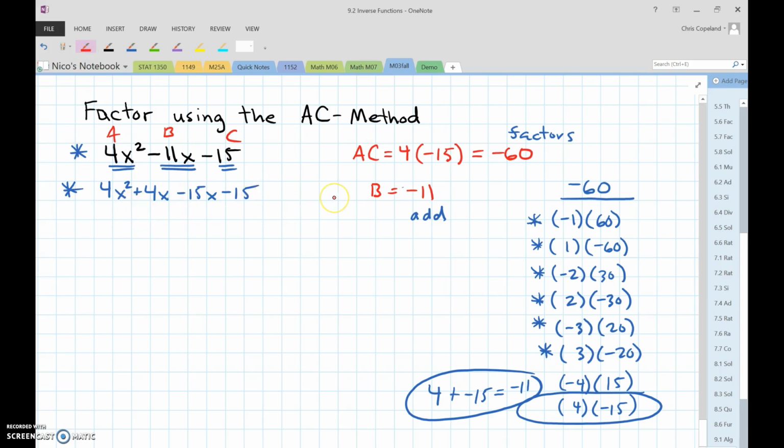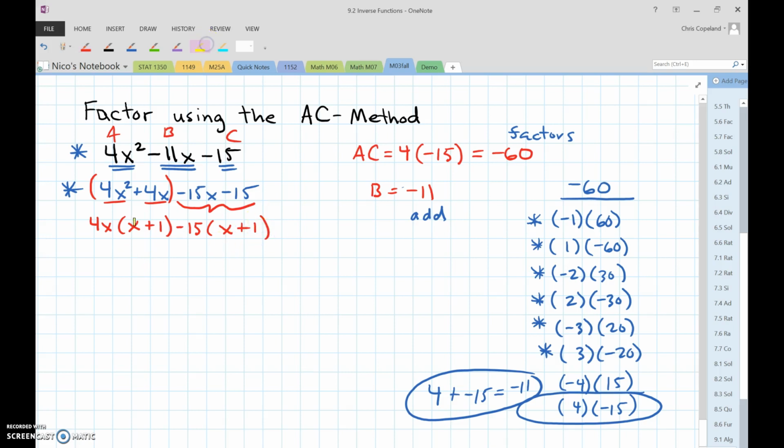Now we're going to factor this by using factor by grouping. We're going to factor these first two terms together, and we're going to factor out a 4x out of each of these, leaving us with x plus 1. Second group here, negative 15x minus 15, again, we're going to factor out the greatest common factor, which would be negative 15, leaving us with x plus 1.